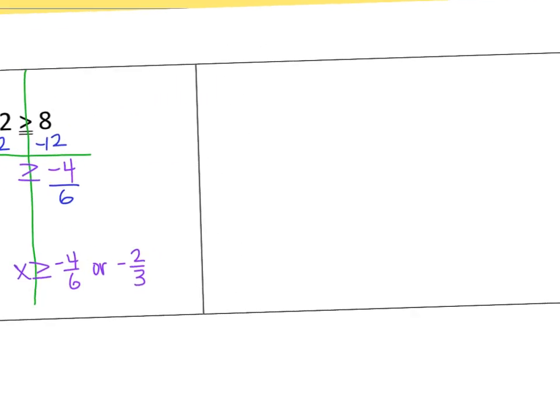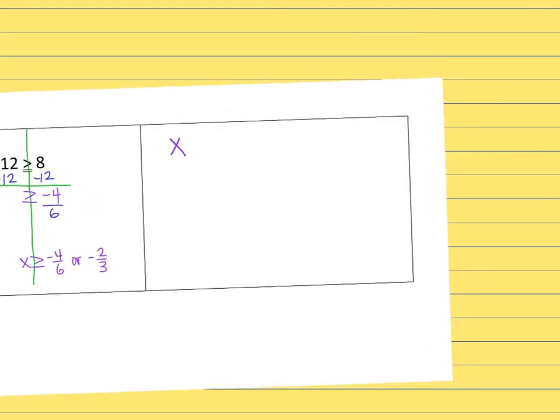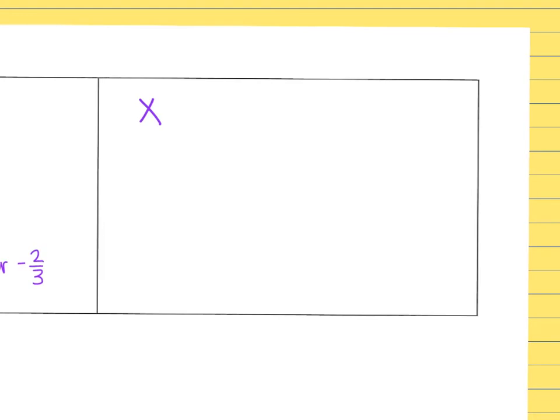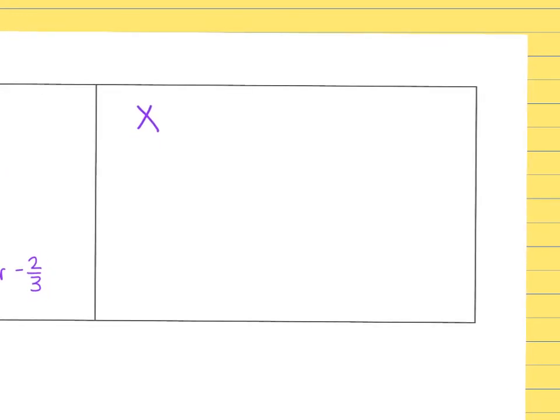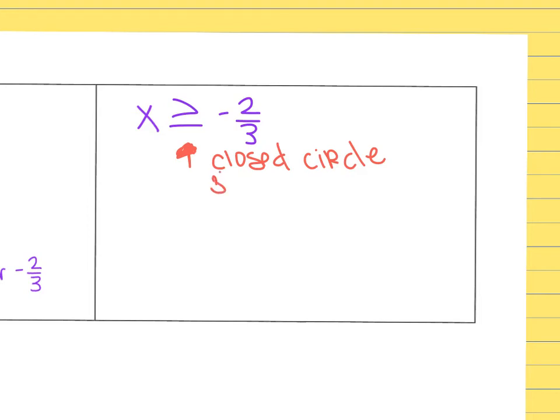Okay, now I'm going to graph that. It said x is greater than or equal to negative 2/3. I know a couple things. First of all, I know it's going to be a closed circle. And I also know that I'm going to shade to the right this time.